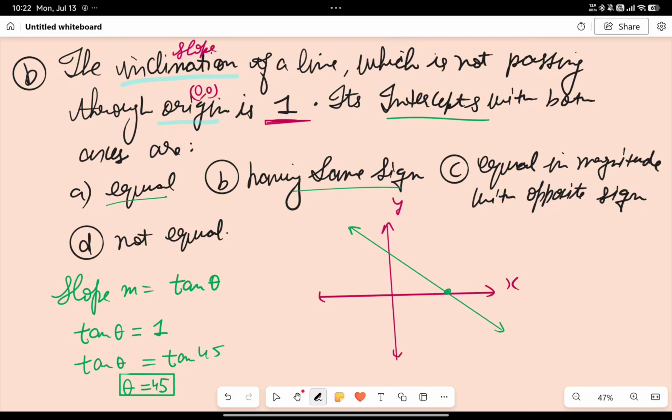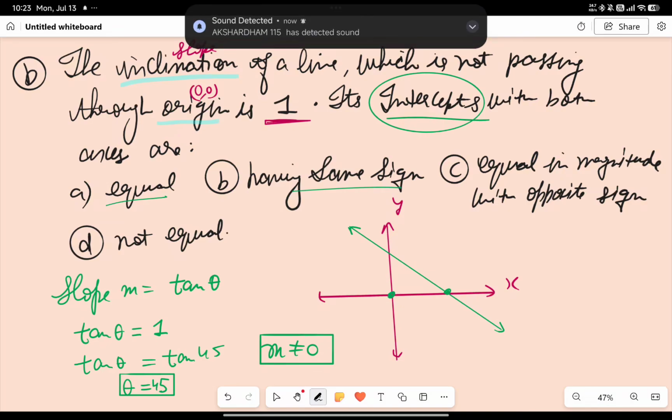But here the intercepts are 2, one is x, another is y. So the inclination is tan theta. So m is 1, but m is not equal to 0. This is also a fact. M is not equal to 0, so it means that the line is not passing through the origin. So it must cross both the axes.